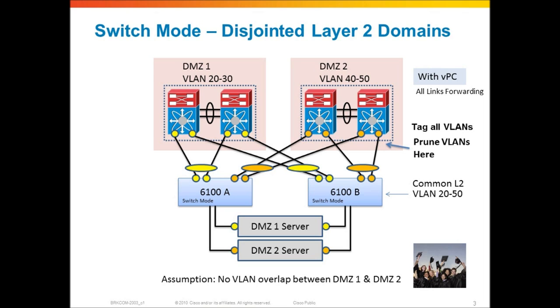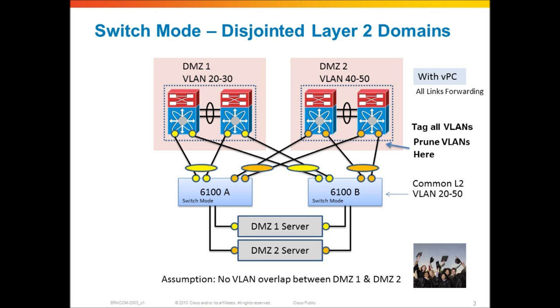So for example, all the VLANs 20 through 50 are being tagged by the Fabric Interconnect, and I did that because I defined some other VLAN as the default VLAN. Let's just say VLAN 1 for example. So I know that all VLANs are being tagged, and then I'm pruning appropriately at the upstream switch to make sure that there is no Layer 2 joining that's happening through the Fabric Interconnect from one DMZ to the other.